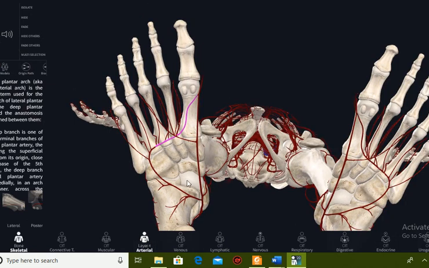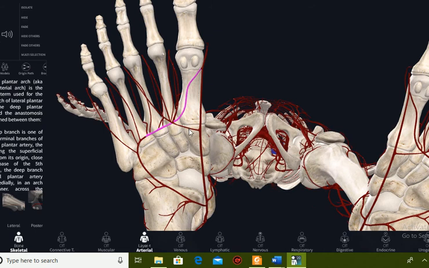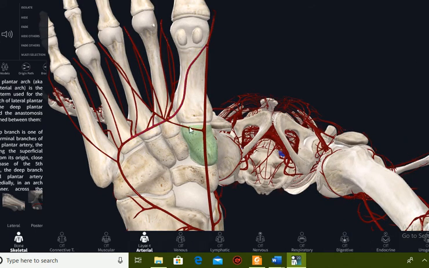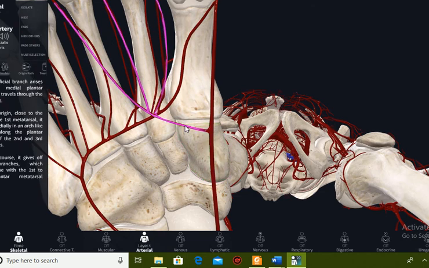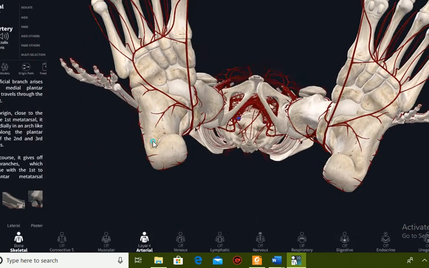Now, you have the deep plantar arc, and this other one here is going to be called the medial cuneiform, no, not the medial cuneiform, but this particular artery here is going to be called the superficial branch of this. So in this case, we don't have a superficial and deep plantar arc.